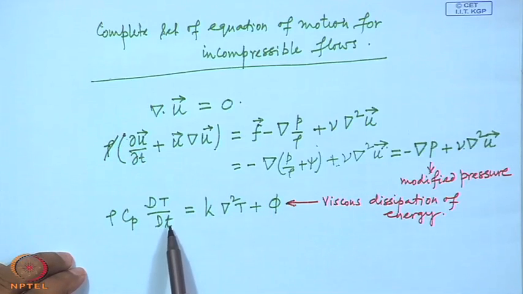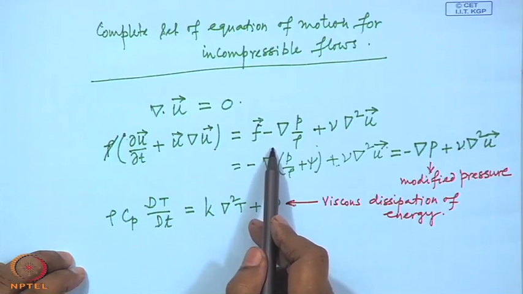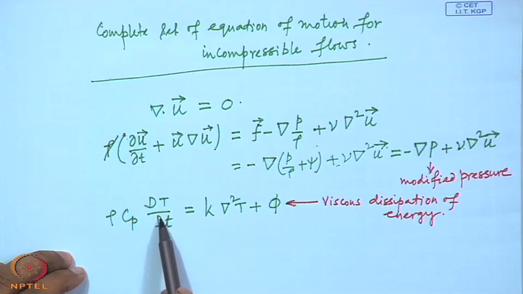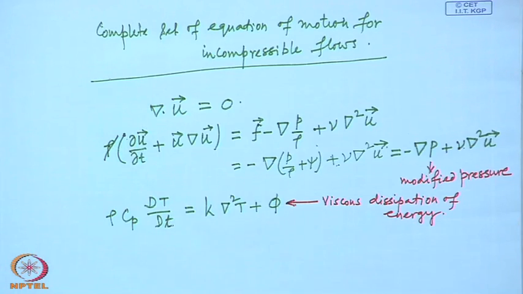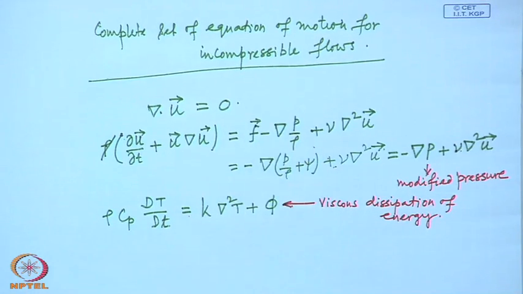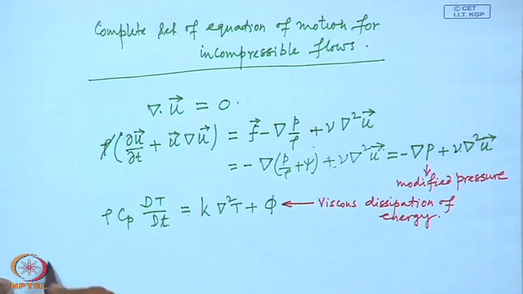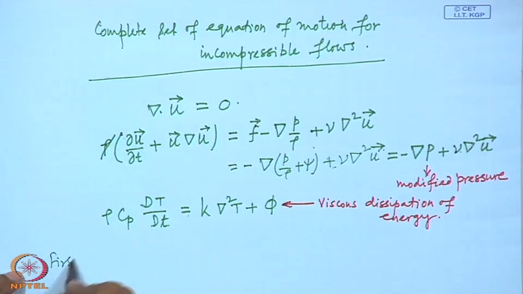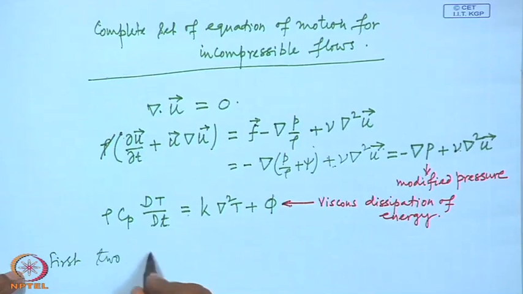However, this equation cannot be solved without the solution of these, because this contains u; this DT/Dt, when we write in expanded form, contains u grad T. Okay. So, this needs u, but these two equations do not need T. So, the first two equations are decoupled.